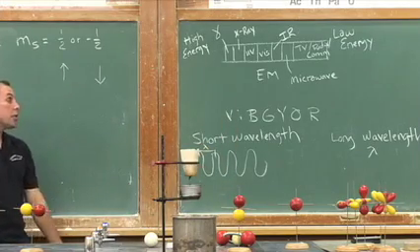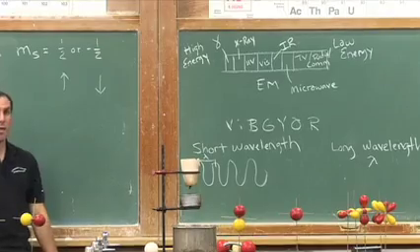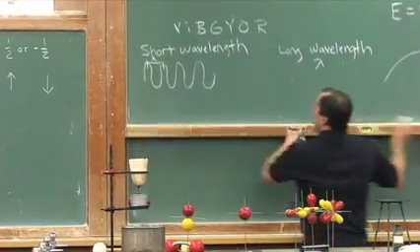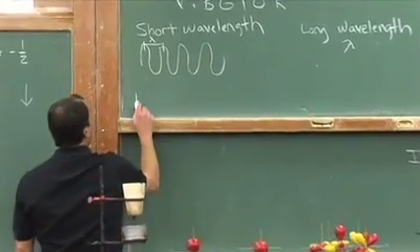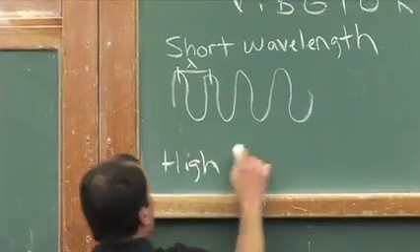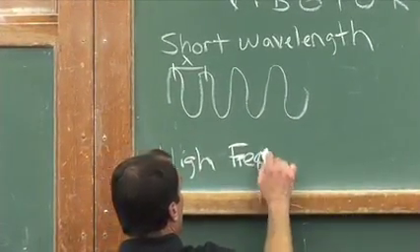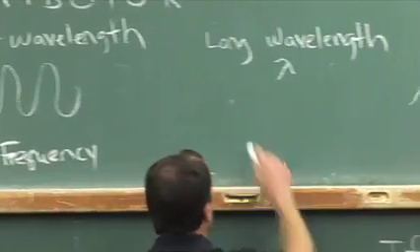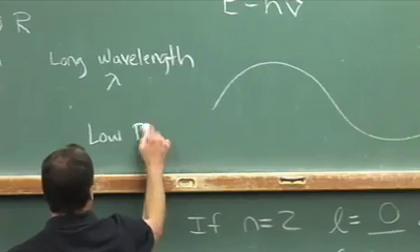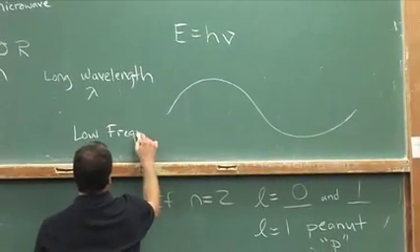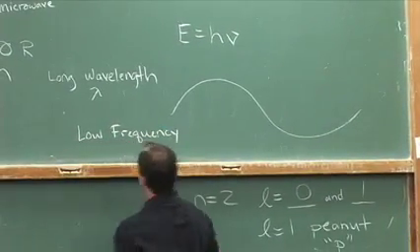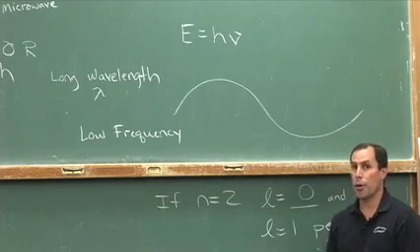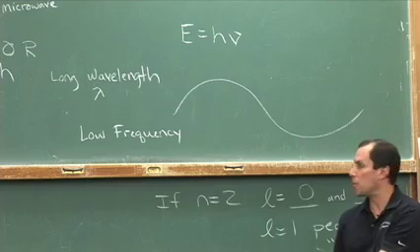There's another feature to waves that we like to speak of, and that is frequency. Things that have short wavelength are high frequency. Things that have long wavelengths are low frequency. Frequency can be described as events per unit time. We like using events per second.